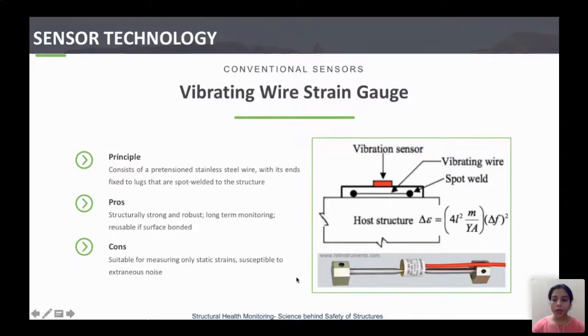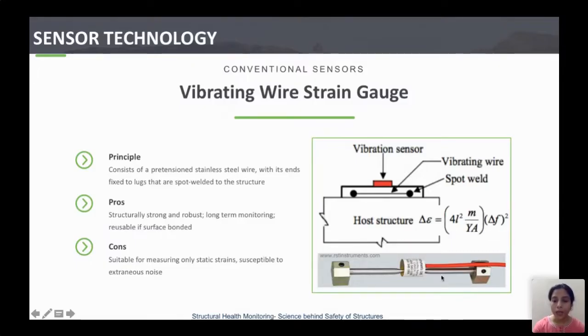You attach this vibrating wire strain gauge on the bottom of the beam, and it consists of a very thin vibrating wire. You see, there is a vibrating wire here, which runs from this point to this point. When you energize this sensor, it will pluck this wire, and the wire will start vibrating just like a rubber band. The frequency of this vibrating wire is calibrated for the strain measurements.